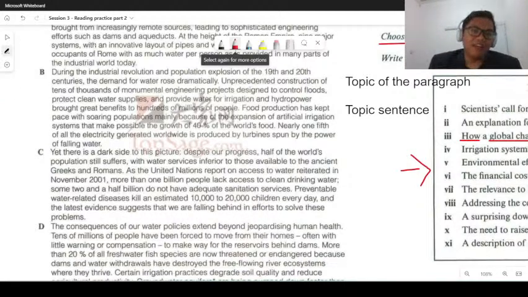So let's take a look. During Industrial Revolution and population explosion of the 19th and 20th century, the demand for water rose dramatically. Unprecedented construction of tens of thousands of monumental engineering projects designed to control floods, protect clean water supplies, and provide water for irrigation and hydropower brought great benefits to hundreds of millions of people.